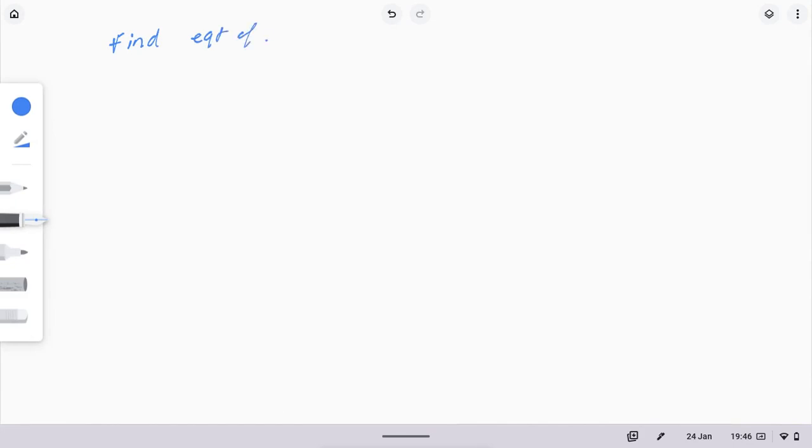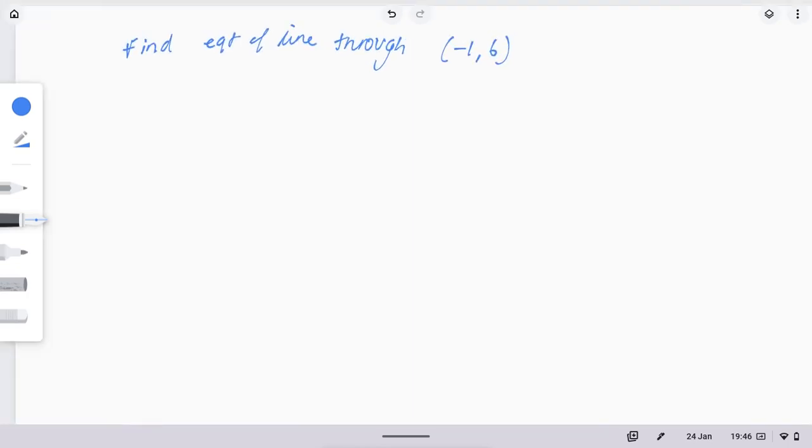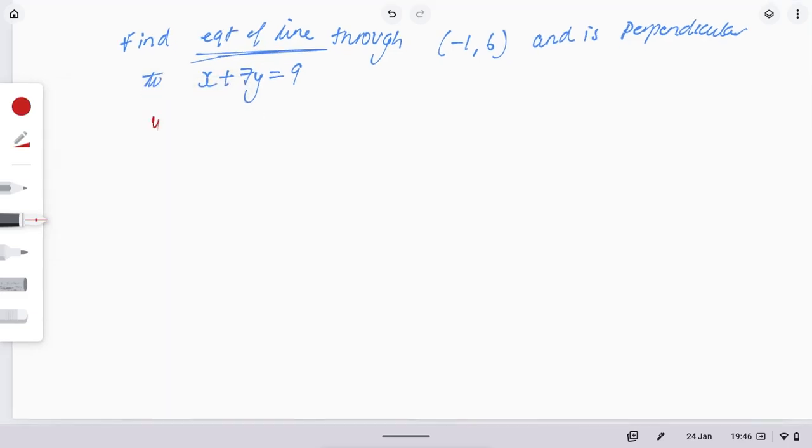We could do a different style of question. Well, similar styles, something slightly different. You could say find the equation of the line through, you can make up any of these, through minus 1, 6, and it's perpendicular to x plus 7y equals 9. Again, once I see the equation of the line, I know I need to write down my equation of the line formula. y minus y1 equals m times x minus x1. I need two things. I need a point and a slope. So I need to get my slope from this using y is equal to mx plus c.